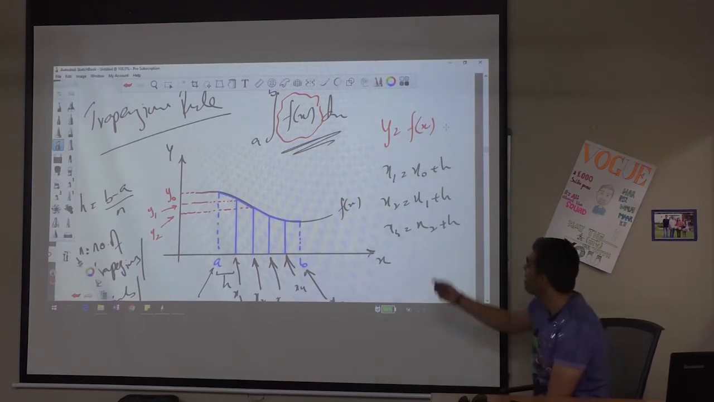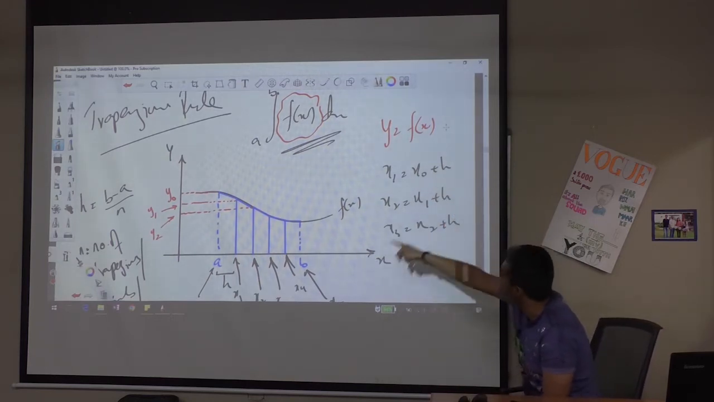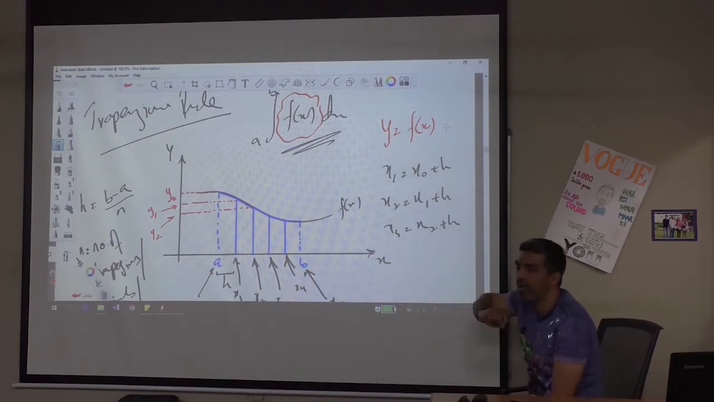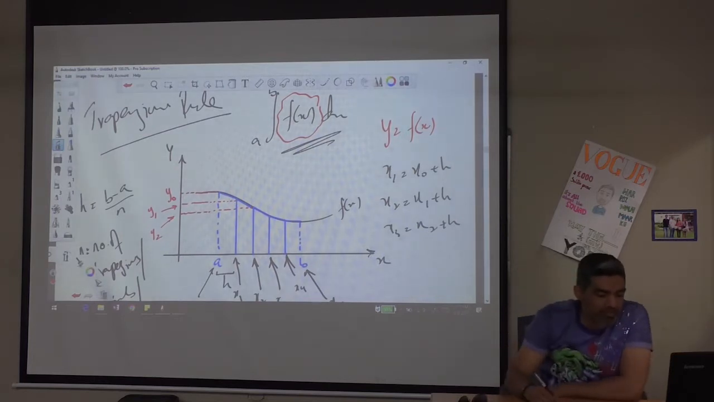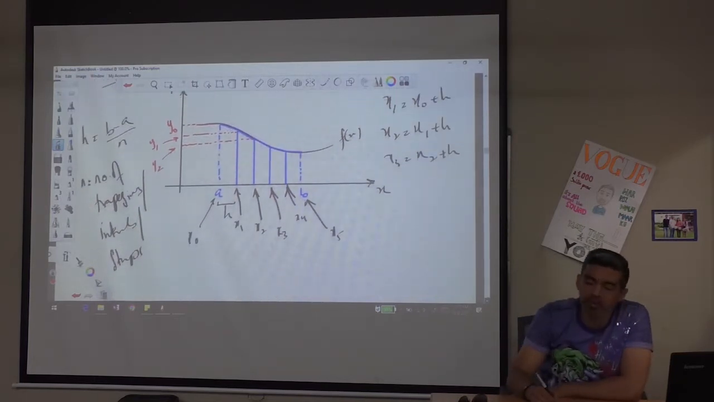I have the function. Put the x naught in it, get the y naught. Put x1 in it, get the y1 value. Put x2 in it, get y2 value, and so on. We're all good till here? Yeah. Achha. Next, my target would be to add up all the areas.